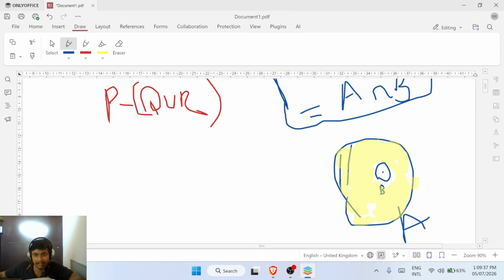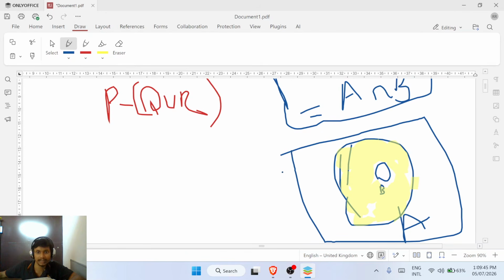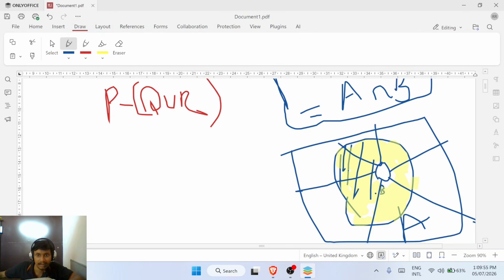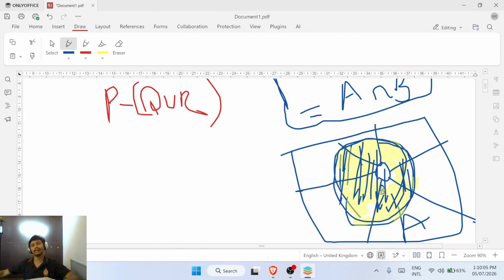What is B dash? B dash is out of B. If this is a universal set, B dash is everything outside B. What is A? A is everything inside the big circle, including B also. Everything inside the big circle is A. B dash is everything out of B.